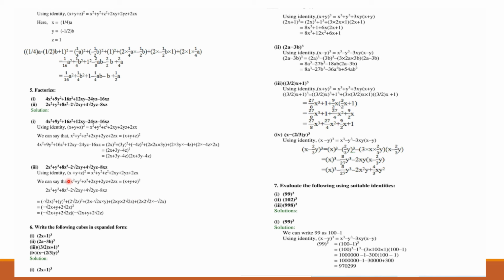Now see here. This minus xy is negative, minus xz is negative. What does it mean? Either x will be negative, or y and z both will be negative. So you can put y and z both as negative, or x as negative. Both are correct.